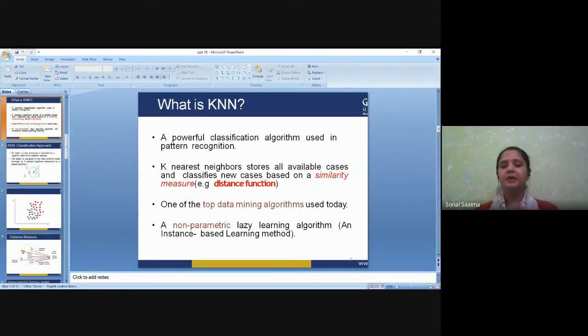And when we talk about this similarity measure, what is it? It is exactly the distance function. In later slides, I'm going to tell you what exactly a distance function is and how we are going to calculate the distances among the given objects. Right. Now, the third point says, one of the top data mining algorithms used today.